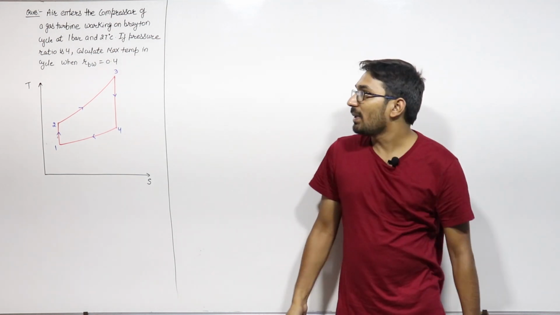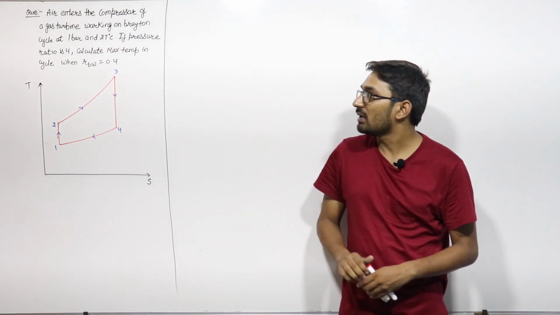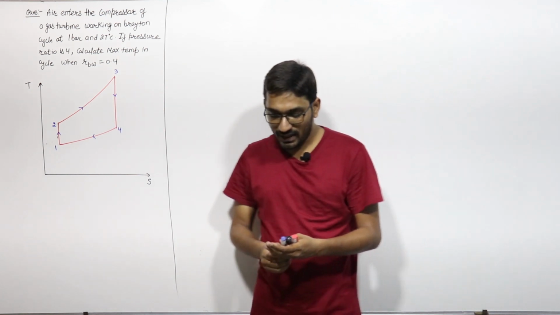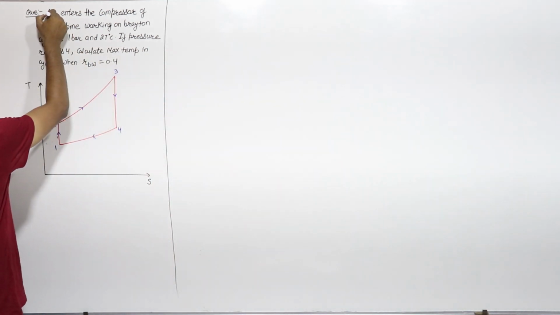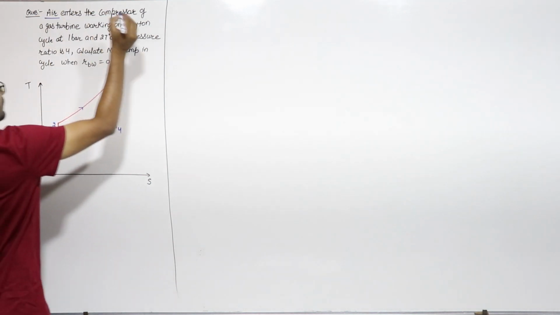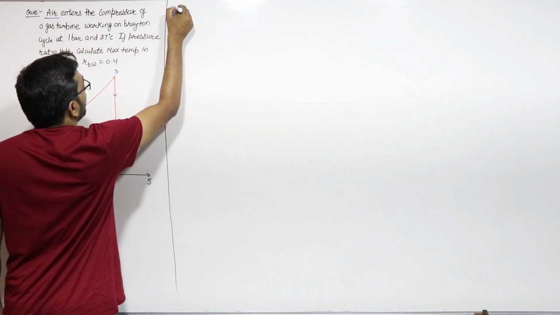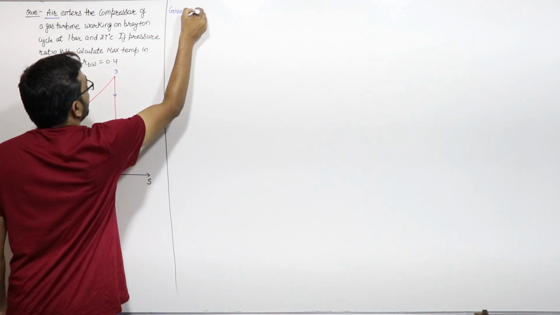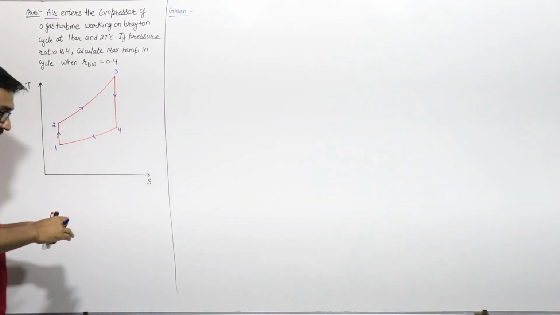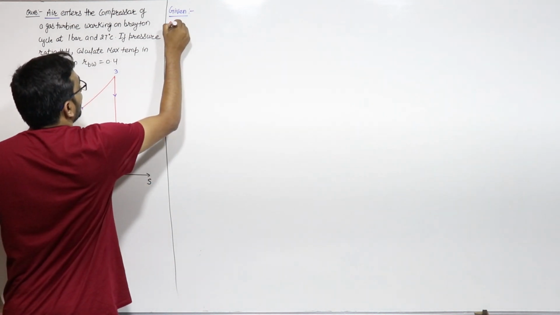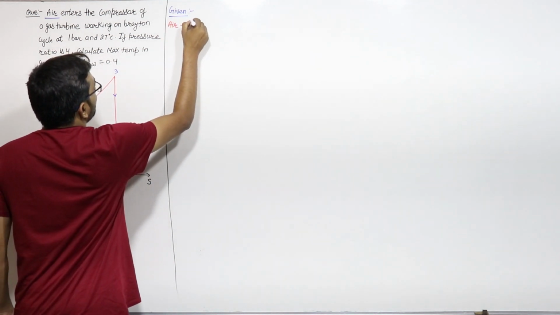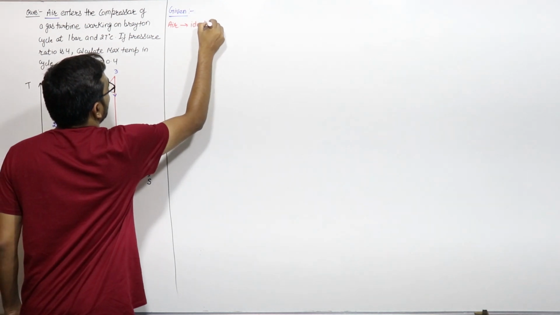Now let us solve one numerical on the basics of gas power cycle. The statement says that air enters. It is mentioned that the working fluid is air. So if I write the given data here, the working fluid which is given is air, and we know that air can be treated as an ideal gas.